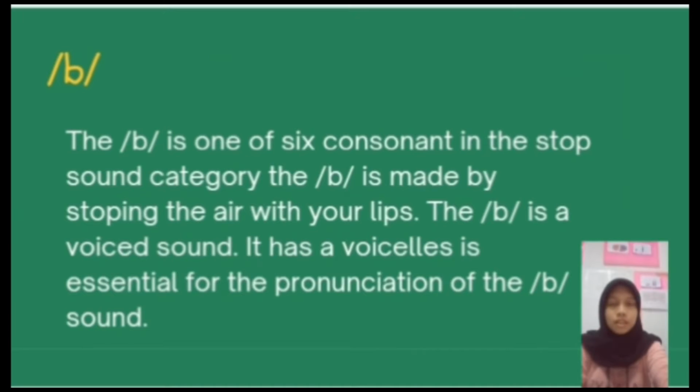The b is one of 6 consonants in the stop sound category. The b is made by stopping the air with your lips. The b is a voiced sound, it has a voiceless counterpart, the consonant sound p.